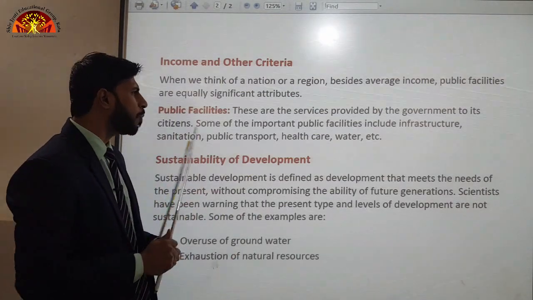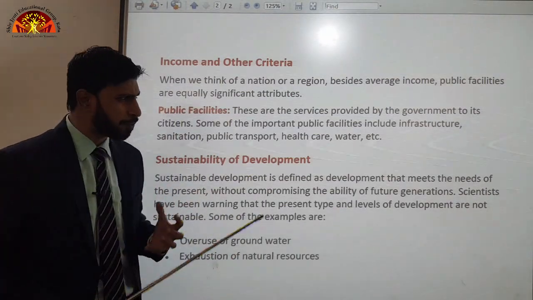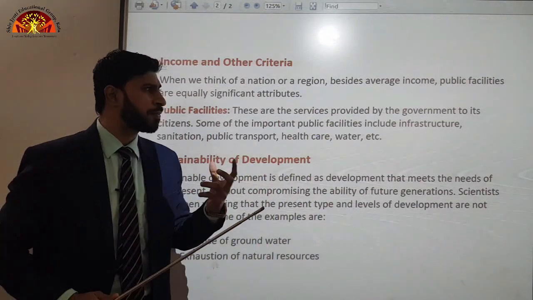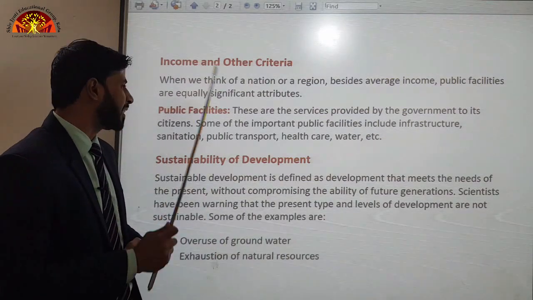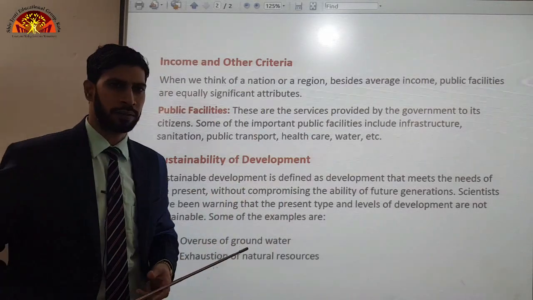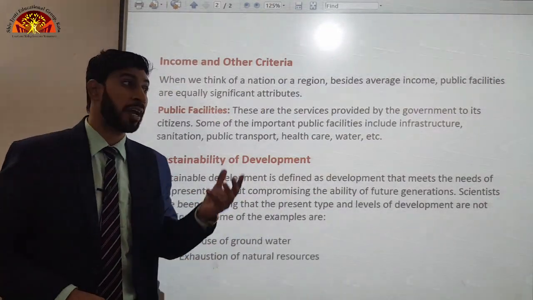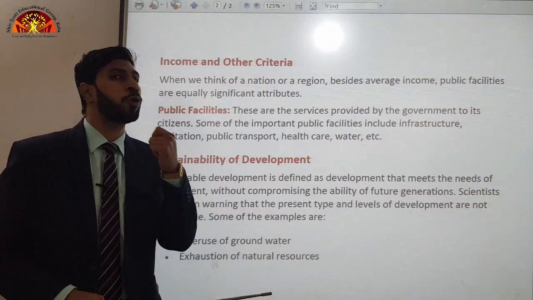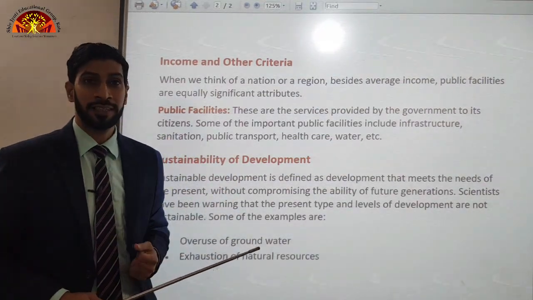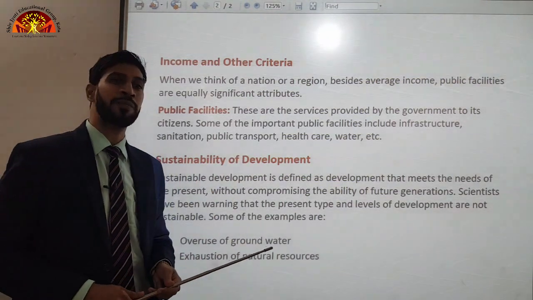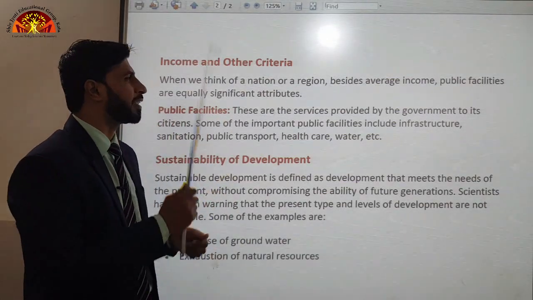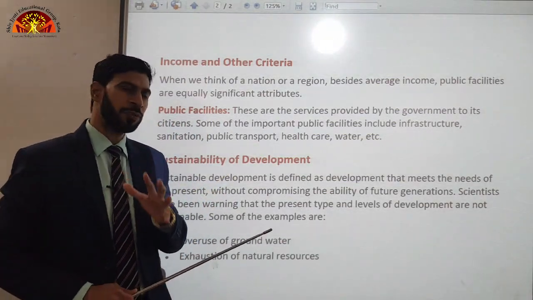Public facilities are the services provided by the government to its citizens. Some of the important public facilities include infrastructure, sanitation, public transport, healthcare, water, etc. And these are very important. Imagine कीजिए एक country है जहां के हर एक person का income 1 करोड़ रुपया है, but वहां health facilities अच्छी नहीं है and they are very costly. मतलब एक बार हॉस्पिटल में जाओगे तो कम से कम आपको 30 लाख रुपए देने पड़ेंगे अगर ऐसे देश में रहना पड़ेगा. So what is the meaning of that income? Okay, so that is very important.